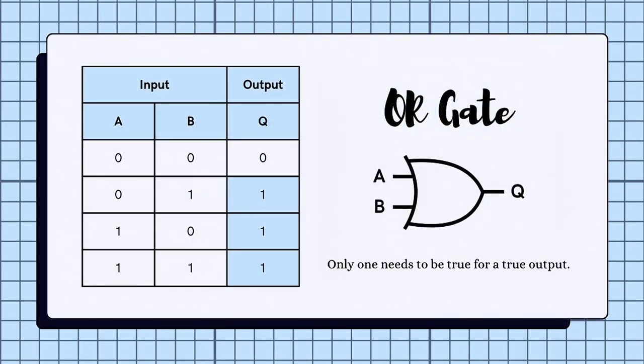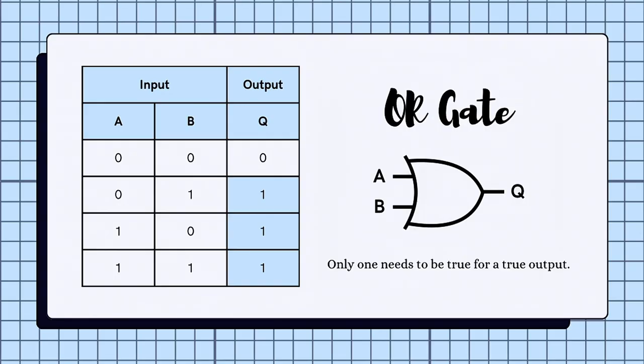Secondly, for the OR gate, the next gate. Unlike the AND gate, the OR gate allows electricity to flow when at least one input is conducting. In the truth table, when both inputs are 0, the output is 0, and there is no conductivity.